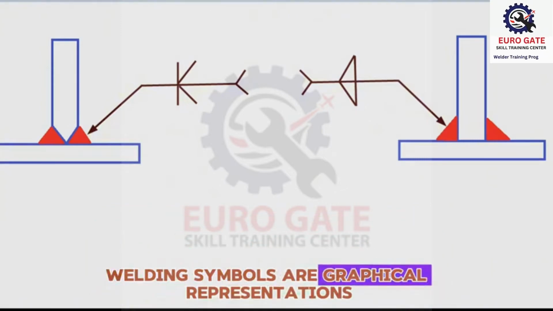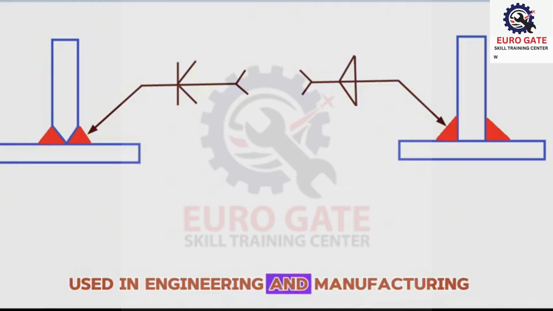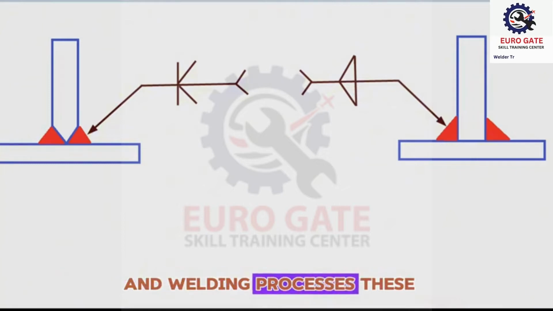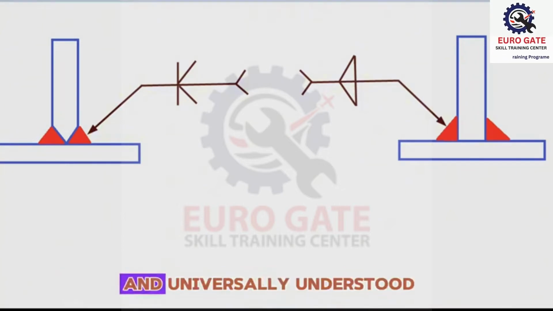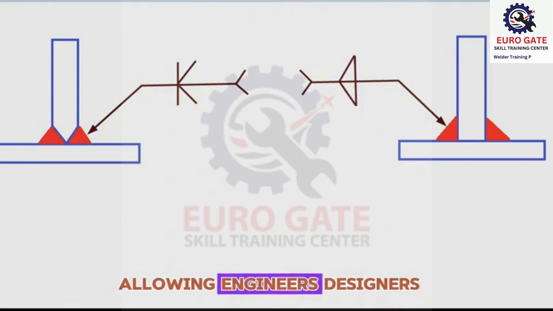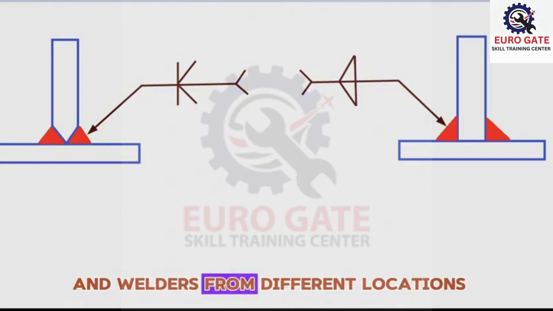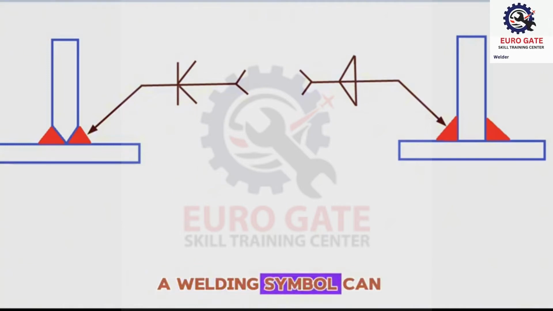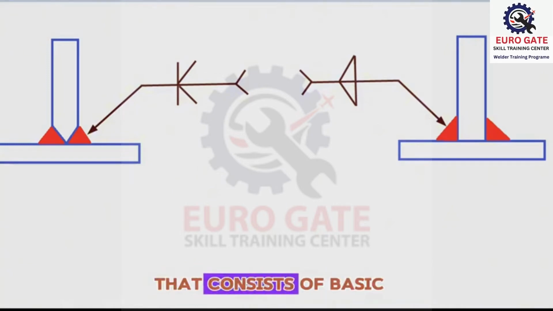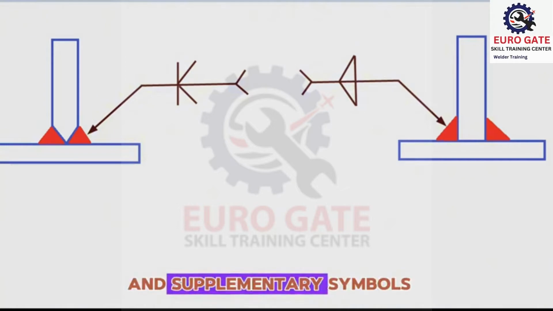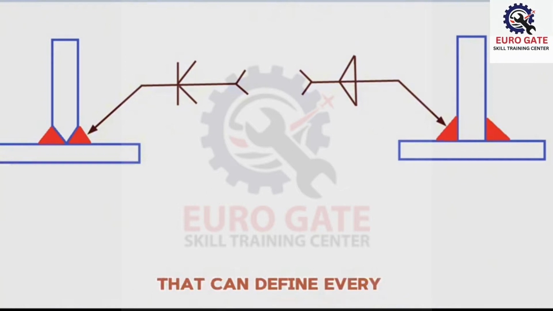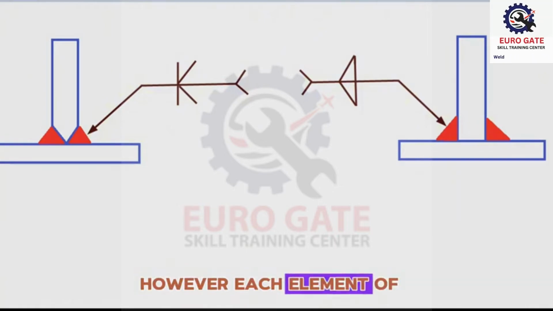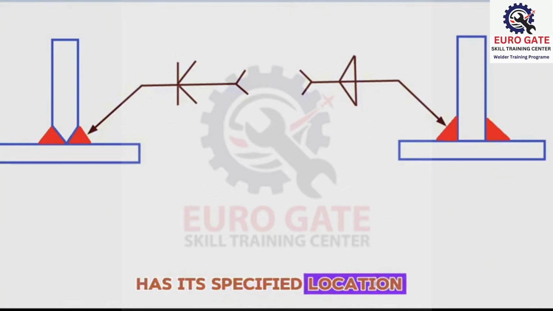Welding symbols are graphical representations used in engineering and manufacturing to communicate essential information about welds and welding processes. These symbols are standardized and universally understood, allowing engineers, designers, and welders from different locations to effectively understand weld joints. A welding symbol can be a pretty complex drawing that consists of basic weld symbols and supplementary symbols, numbers, and letters that can define every single aspect of a specified weld. However, each element of the welding symbol has its specified location and meaning.